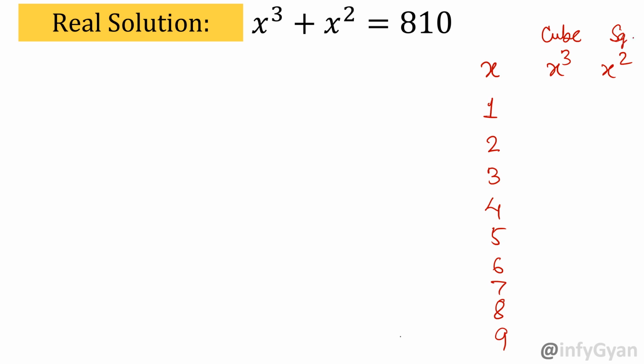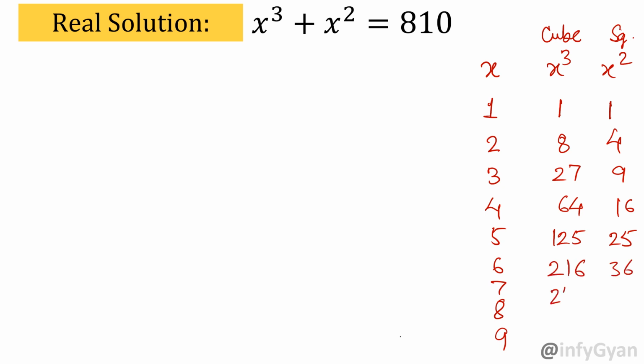So tell me what is the cube of 1? 1, 1. What is the cube of 2? 2 cube is 8, square is 4. 3 cube is 27, square is 9. 4 cube is 64, square is 16. 5 cube is 125, square is 25. 6: 216, 36. 7: 343, 49. 8: 512, 64. And last is 9: 729, 81.